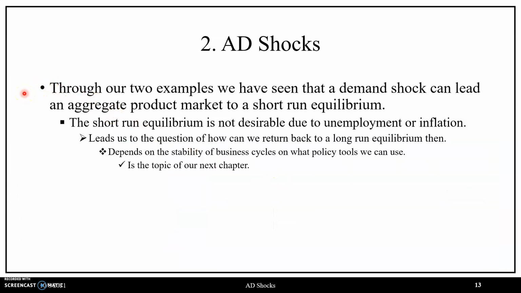And what we overall saw is that through our two examples, we have seen that a demand shock can lead to an aggregate product market going to an equilibrium, where the short-run equilibrium is not desirable due to the problem of unemployment or inflation. So then this leads us to the question of how we can return back to a long-run equilibrium, where this will depend on the stability of business cycles and what policy tools we can use, and this will be the topic of our next chapter.